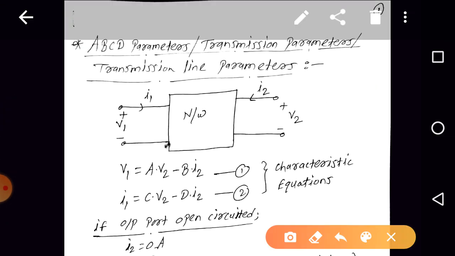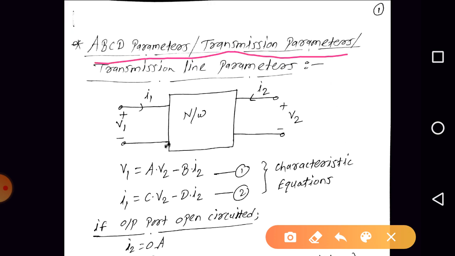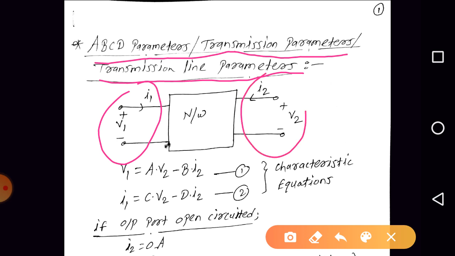So ABCD parameters are also known as transmission line parameters, because this type of network is generally used in electrical power systems to analyze medium or long transmission lines. Okay, so here we have a two-port network. The input port variables are V1, I1, and the output port variables are V2 and I2.